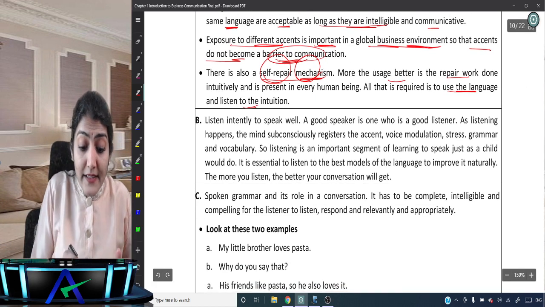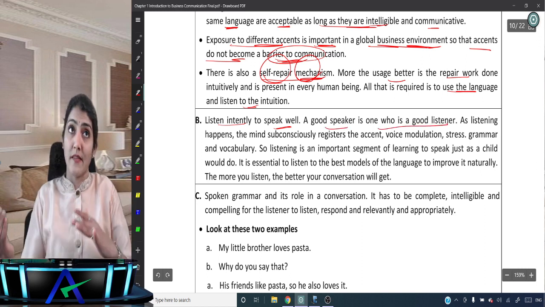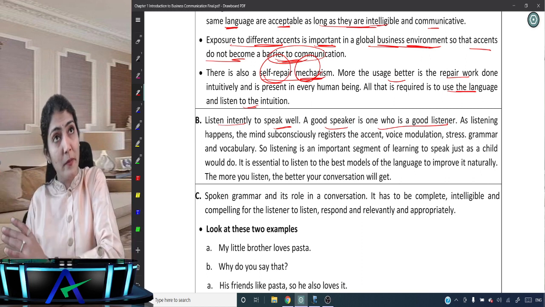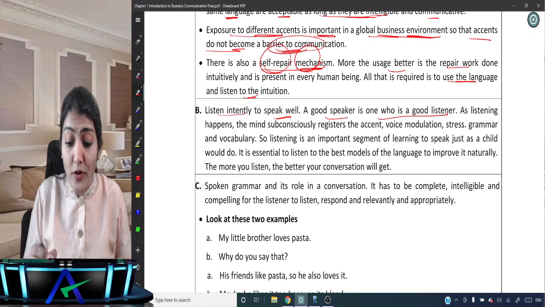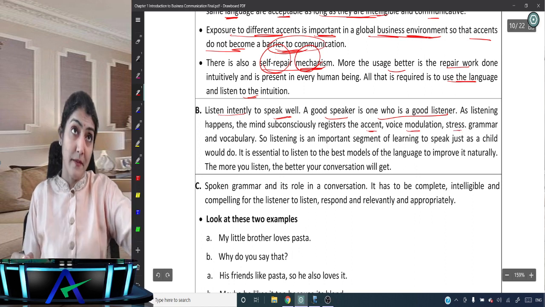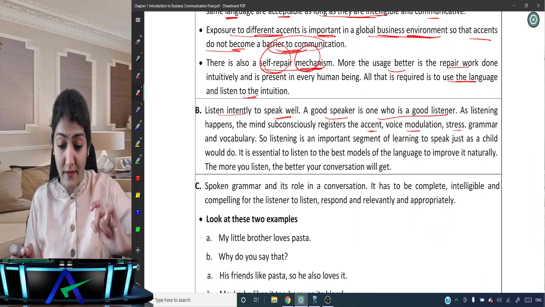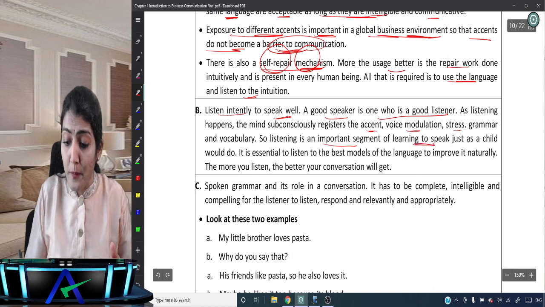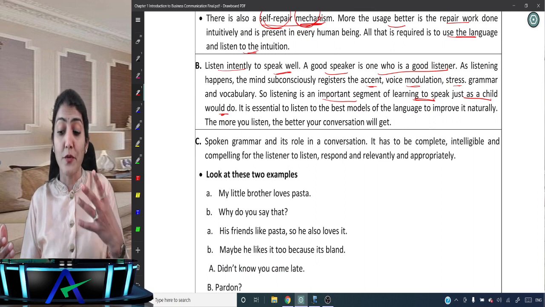Listen intently to speak well. A good speaker is one who is a good listener, and it reciprocates. If you're a good listener, you are bound to be a good speaker. If you're a good speaker, you're bound to be a good listener also. As listening happens, the mind subconsciously registers the accents, the voice modulation, the fluctuation, the stress. When I stress on a particular word, on a particular sentence, grammar and vocabulary. So listening is an important segment of learning to speak, just as a child would do. It is essential to listen to the best models of the language to improve it naturally.